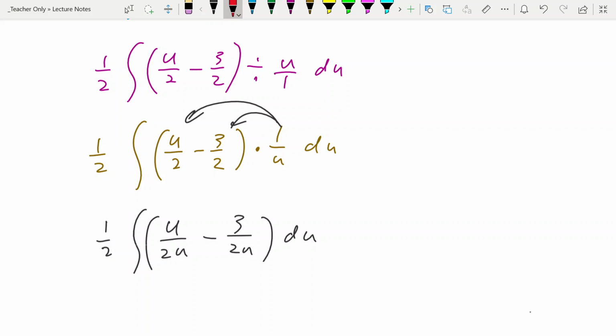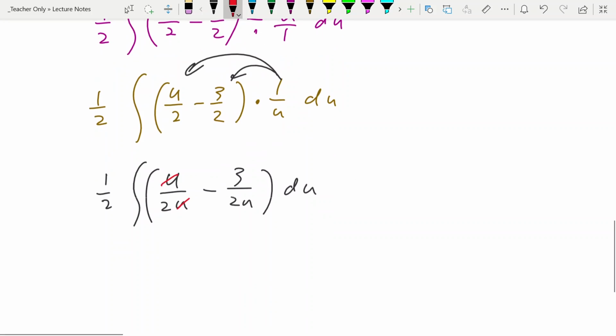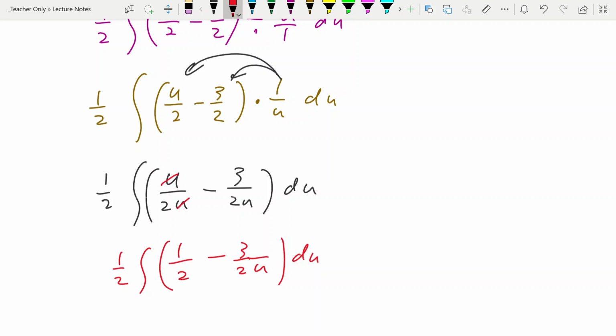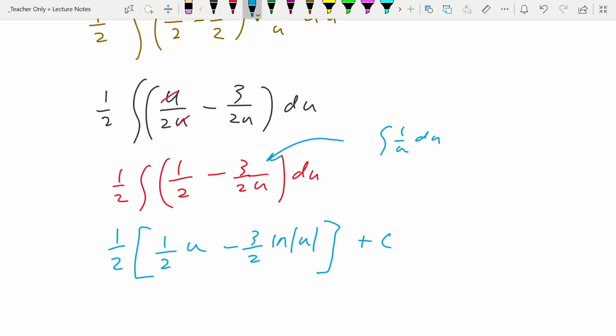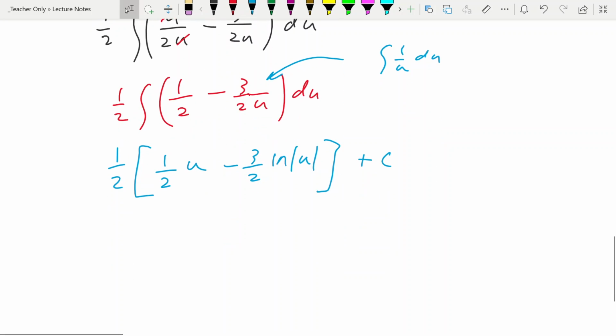And now my u's would divide, leaving me with 1/2 times the antiderivative of 1 over 2 minus 3 over 2u du. And now we're ready to antiderive. So here we go. The antiderivative of 1/2 would be 1/2 u, because we're doing du, so it has to become a u. Then minus the 3/2 is the constant multiplier. Truthfully, how I see this is the antiderivative of just 1 over u du. 1 over u, that's natural log, plus c.